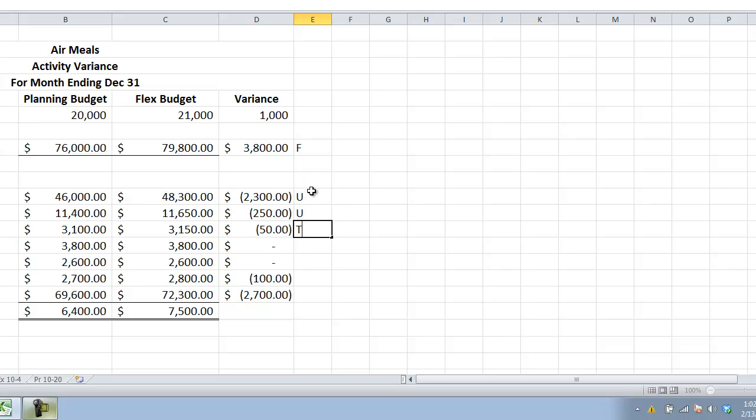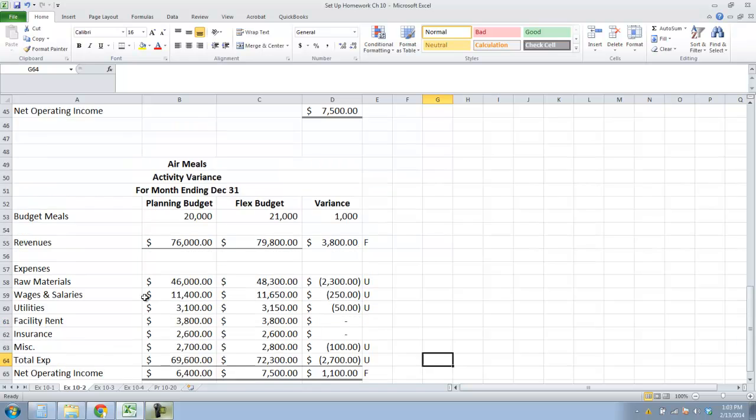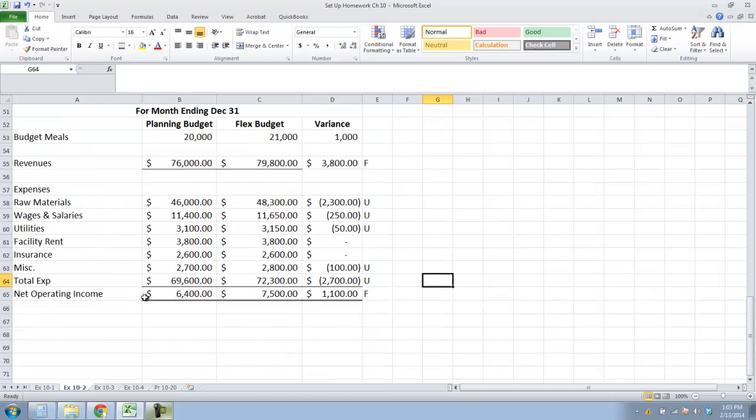Unfavorable. So we put a U. This was the same. I can't type U apparently. And U. So now we're going to add up this plus this. So we had a positive revenue variance and a negative expense variance because we actually had 1,000 more units than we thought. Now, given the fact that some of this cost is variable, that would make sense. But overall, we had a favorable variance of 1,100. And this is an activity variance report.